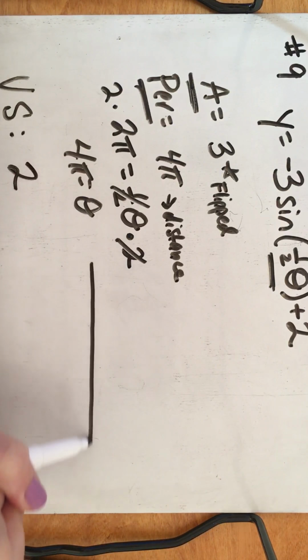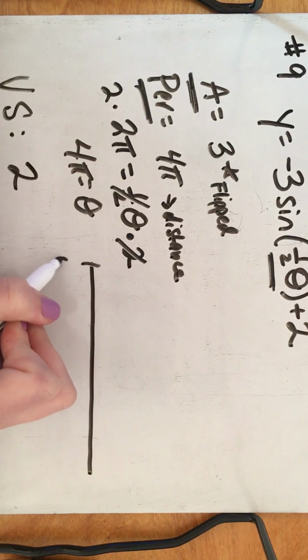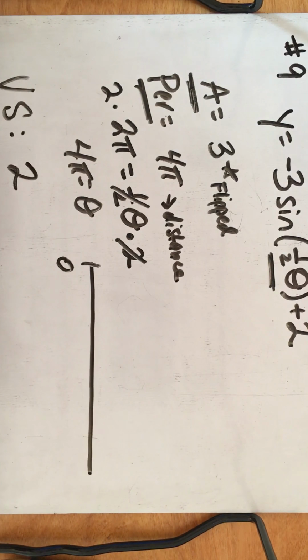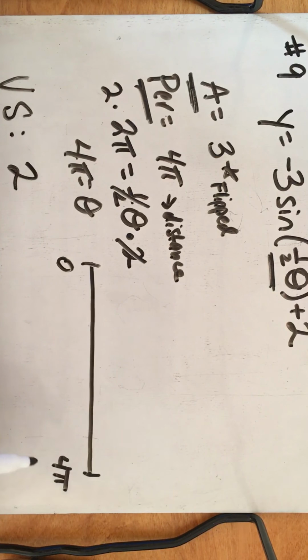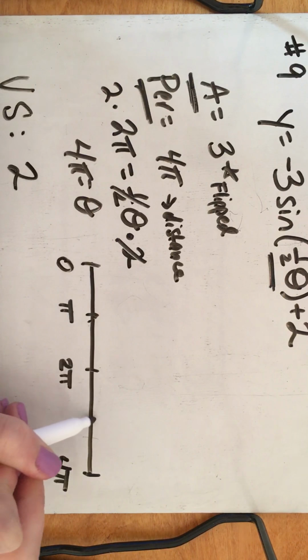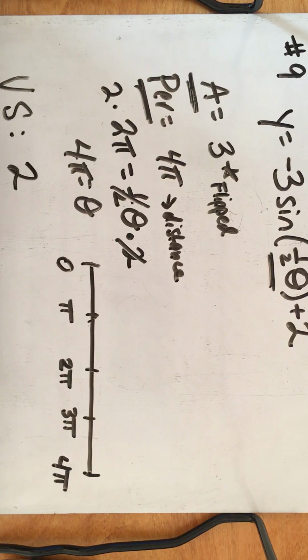Let's go right here. Some room. We're going to start at 0. There's no phase shift yet. You don't know how to do that yet, but you will soon. So starting at 0, our distance we have to travel is this 4 pi. So from 0 plus 4 pi, that'll be 4 pi. And we're just going to find all the halfway marks now. 1 pi, 2 pi, 3 pi. Those are nice and easy.